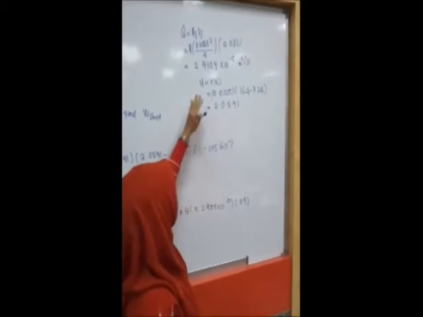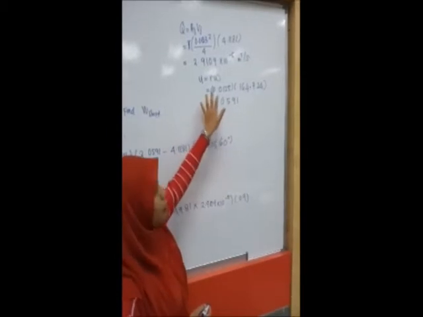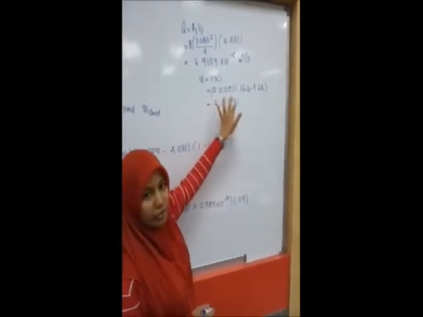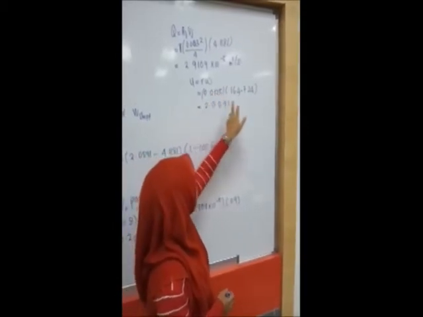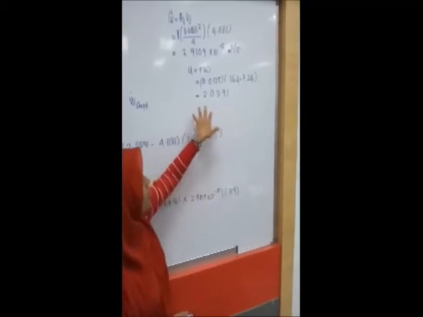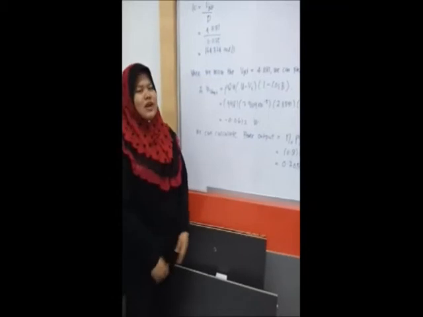Next, we find the internal velocity. For internal velocity, we use the formula R omega. The value of R is 0.0125, and the value of omega is 164.724. So the answer is 2.0591. That's all. Thank you. So I will continue.